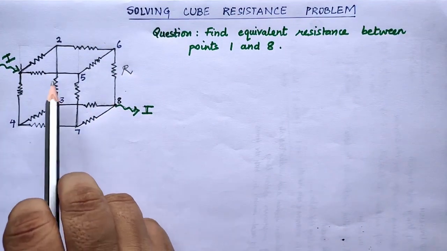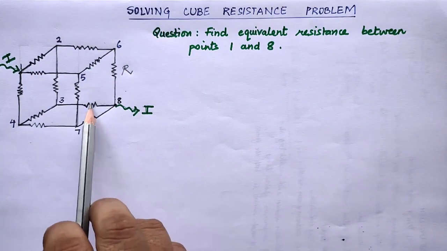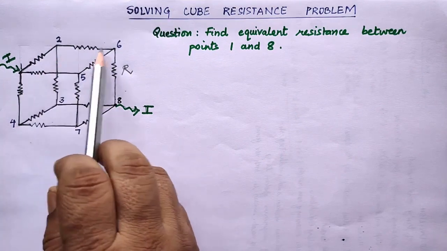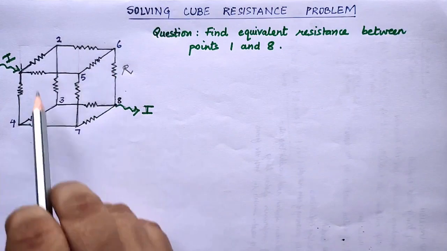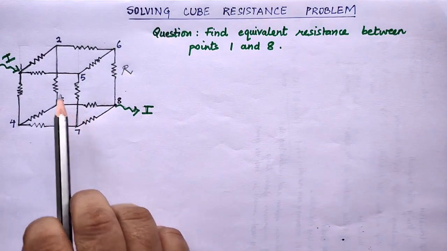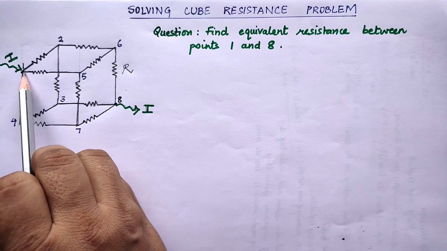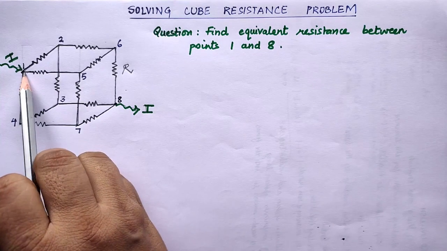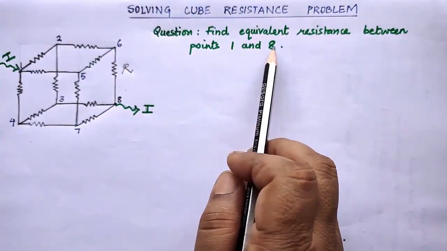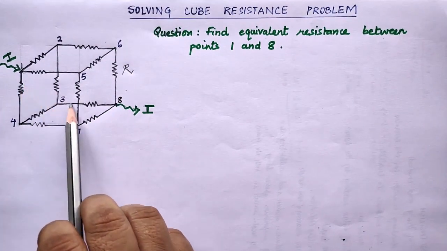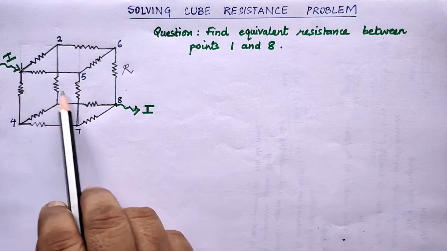Now the question is, there is a cube having equal resistance in each of its edges, 1, 2, 3, 4, 5, 6, 7, 8, 9, 10, 11 and 12. So all the 12 edges have equal resistance. Current can enter at any one point. Let us say it is point 1 where the current is entering, and the question says find the equivalent resistance between points 1 and 8. So this is point 1, this is point 8. What is the equivalent resistance between 1 and 8?